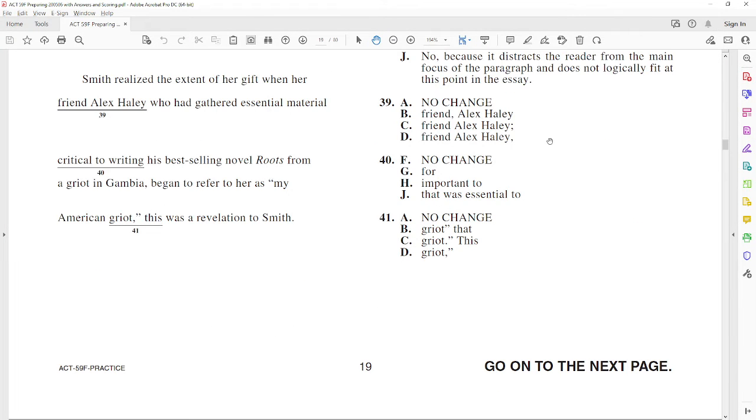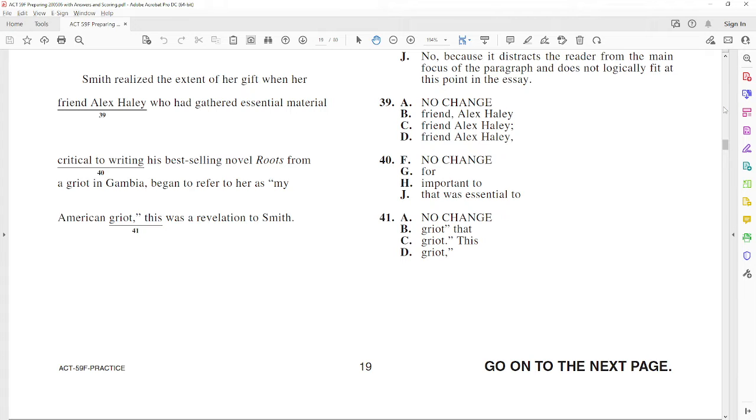Let's see. Smith realized the extent of her gift when her friend Alex Haley, who had gathered essential material critical to writing his best-selling novel Roots from a griot in Gambia, began to refer to her as my American griot. So, what number are we on? 40. So, is there an option to delete or omit? No.